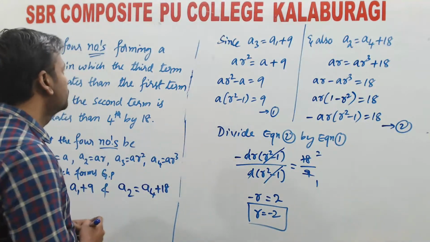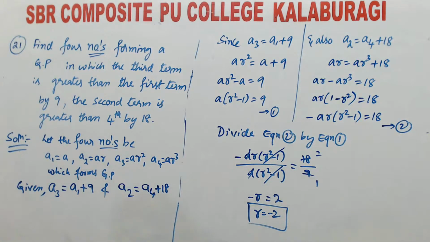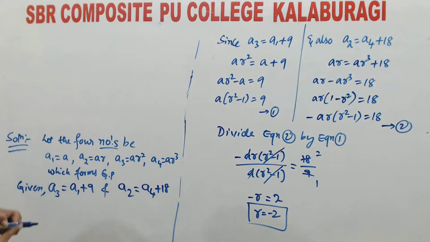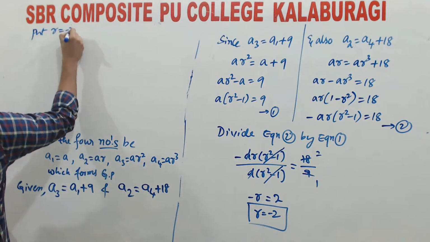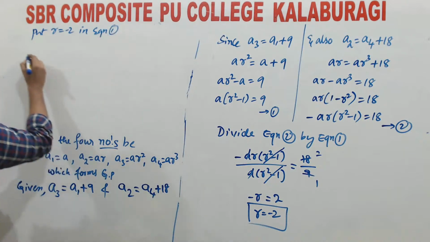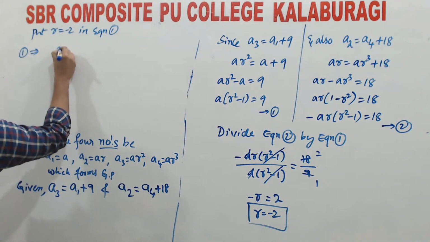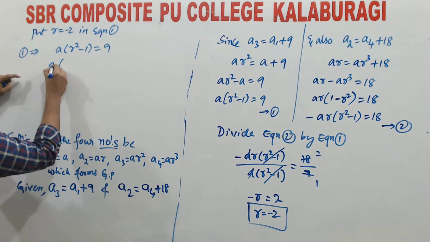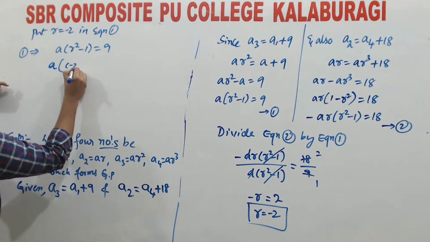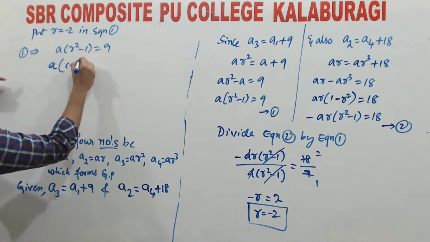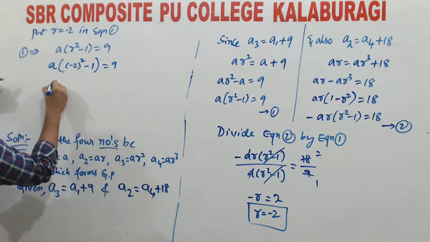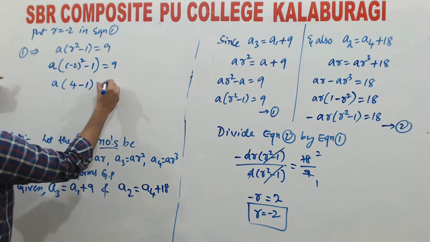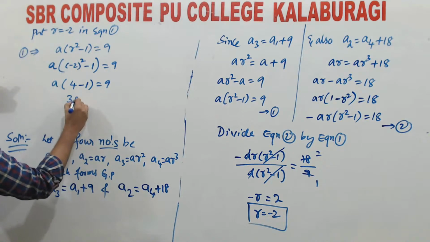You'll be getting the a value there. So let me write here, friends. Put r equal to minus 2 in equation 1. So equation 1 implies what happens? a(r square minus 1) is equal to 9, right? This is equation 1. r is minus 2, so a times (minus 2) whole square minus 1 is equal to 9. What is minus 2 square? Plus 4. So 4 minus 1 is 3, and 3 into a, 3a is equal to 9.